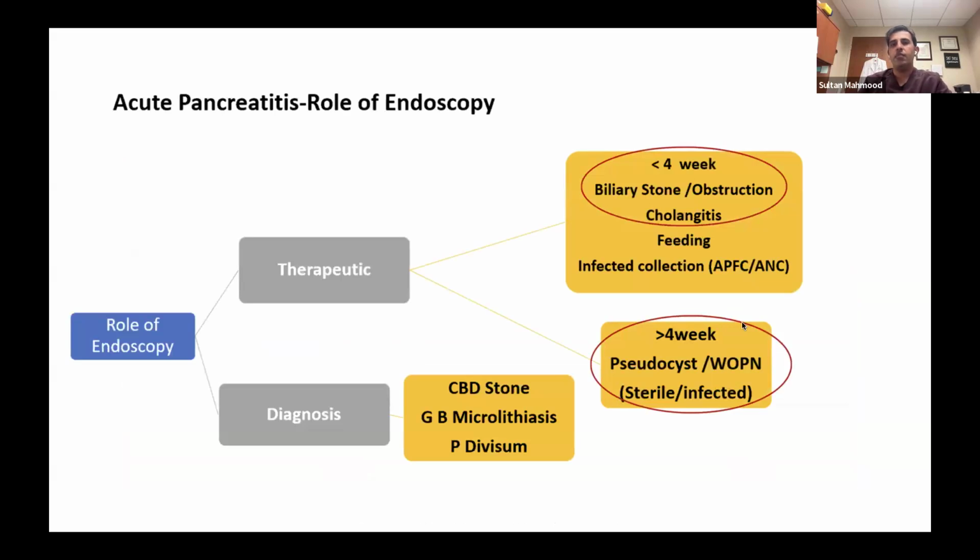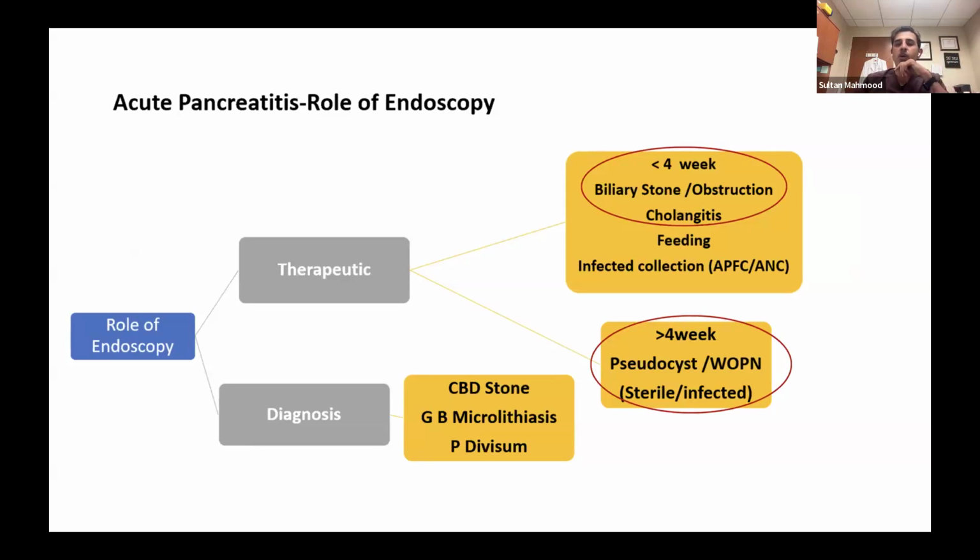So what's the role of endoscopy in the management of acute pancreatitis? It's important to remember that ERCP used to be kind of a diagnostic procedure in the past, but that has definitely changed now. So when we talk about the diagnostic role of endoscopy in acute pancreatitis, we're talking about endoscopic ultrasound, which is a very minimally invasive approach, and the risk of complications with that is extremely low. So we use the endoscopic ultrasound for diagnosing a CBD stone when the diagnosis is not clear or the patient cannot undergo an MRCP procedure.